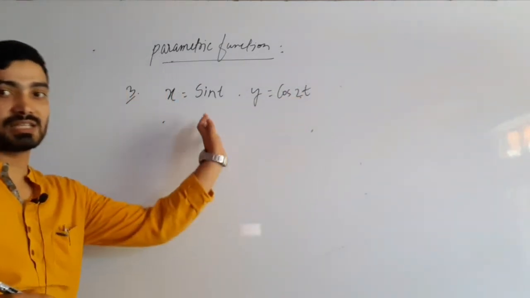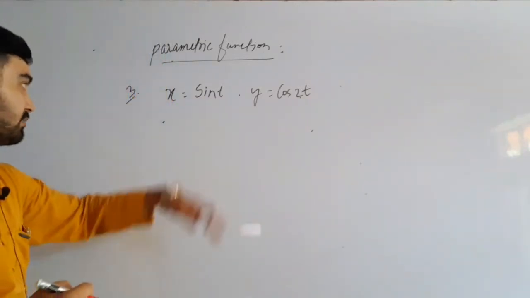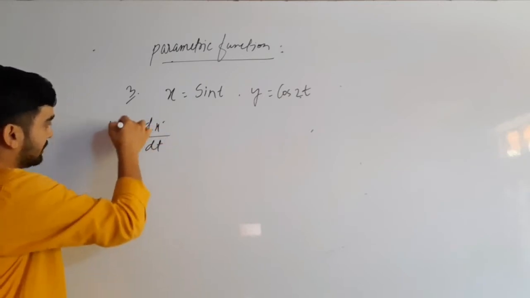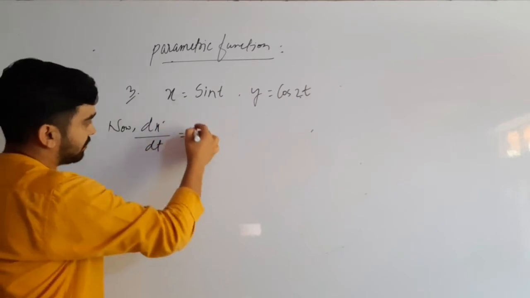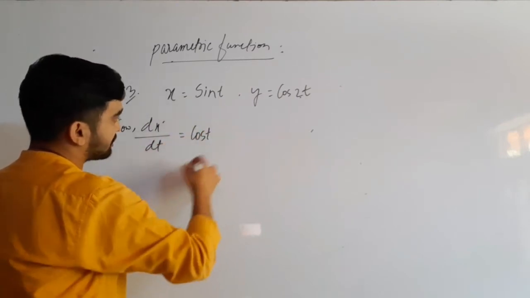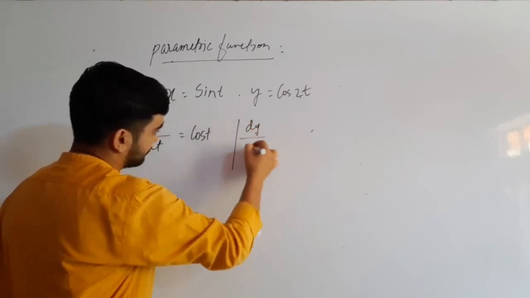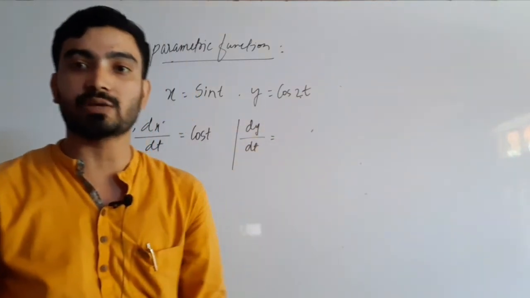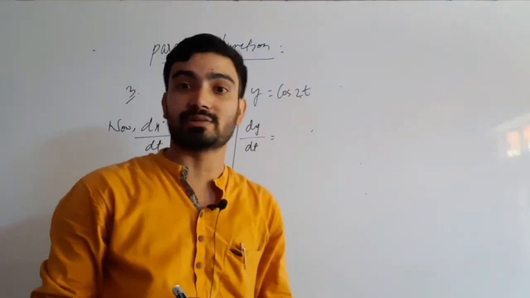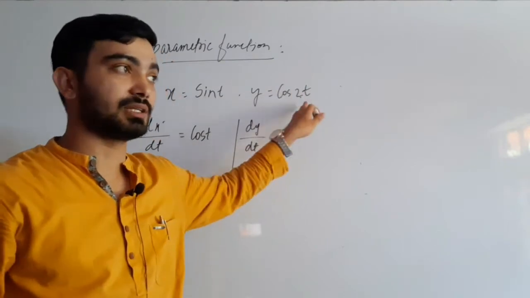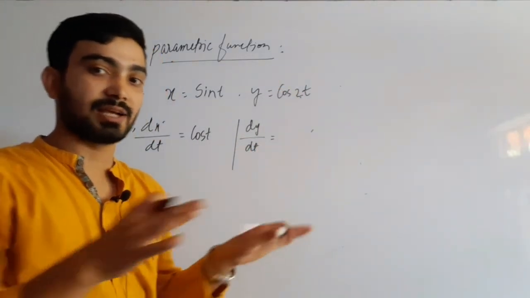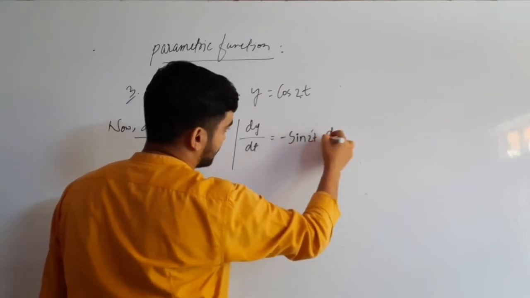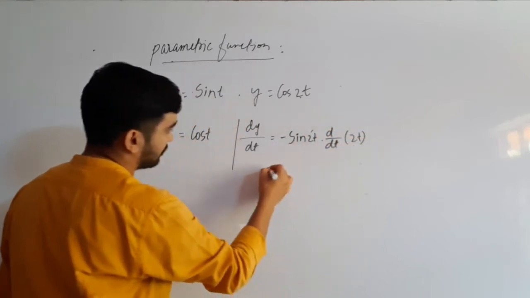Both are functions of t, so we have to differentiate with respect to t. dx by dt: what is the differentiation of sin t? That is cos t. And dy by dt: cos 2t. First imagine 2t as one variable. Earlier we differentiated with respect to x, now with respect to t, so there is no difficulty, we use the normal formula. Cos 2t gives minus sin 2t, then by chain rule d by dt of 2t, which is 2.